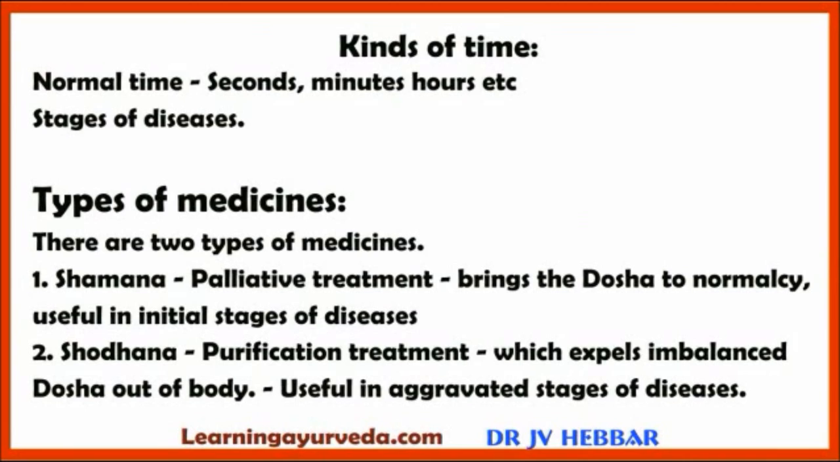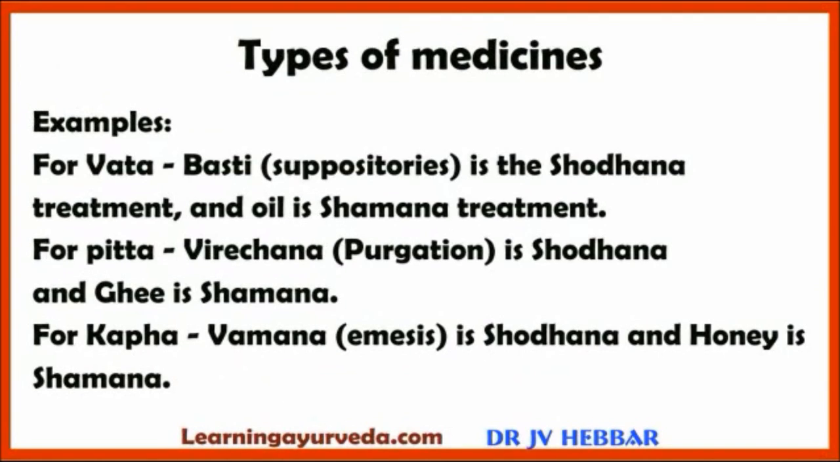Kinds of time. There are two kinds of time that are considered. One is normal time, as in seconds, hours, etc. And another one is stages of diseases. Next, types of medicine. There are two types of medicine. One is Shamana, palliative treatment, which brings the doshas to normalcy, useful in initial stages of diseases. Next is Shodhana, purification treatment, which expels imbalanced dosha out of the body, useful in aggravated stages of diseases.